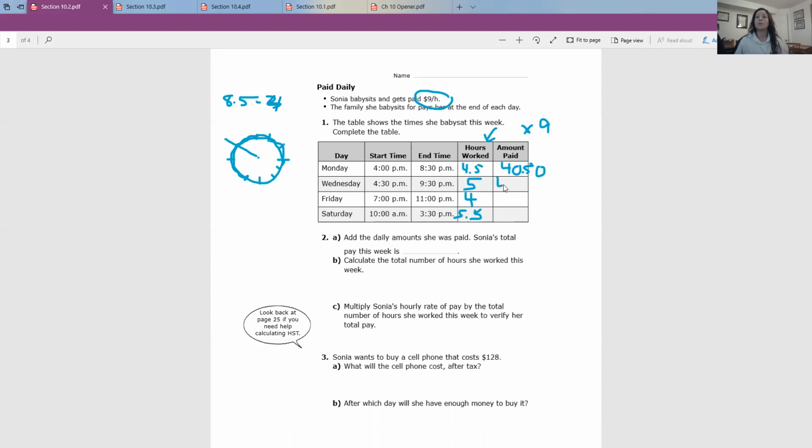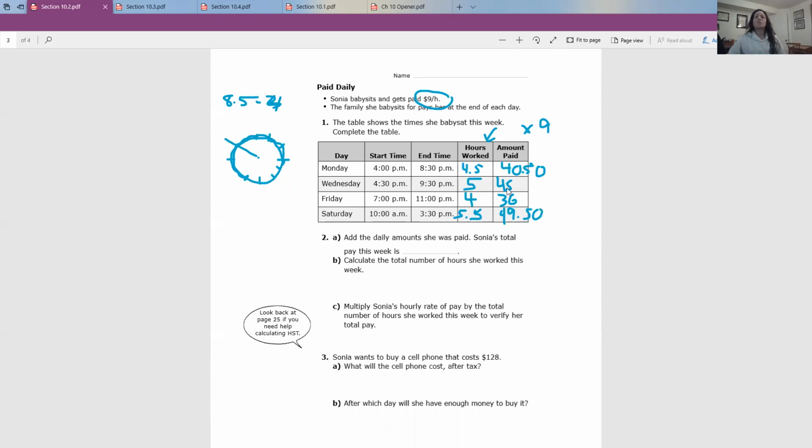This one is $45. Okay, there's no cents here, so if you don't keep any decimals here, that's fine. This one is $36. And if I take 5.5 and multiply by 9, I should get $49.50. So 49.5, but again, we're talking money. Since there's a decimal, put 2 of them in.